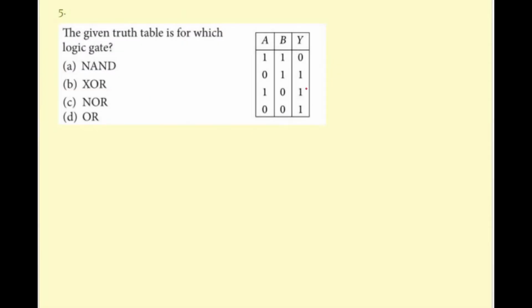So which truth table belongs to these gates? This is our question, and we know that at the first option there is a NAND gate. So the NAND gate belongs to the AND plus the NOT, it is NAND. And the AND gate looks like this, and the NOT gate looks like this.